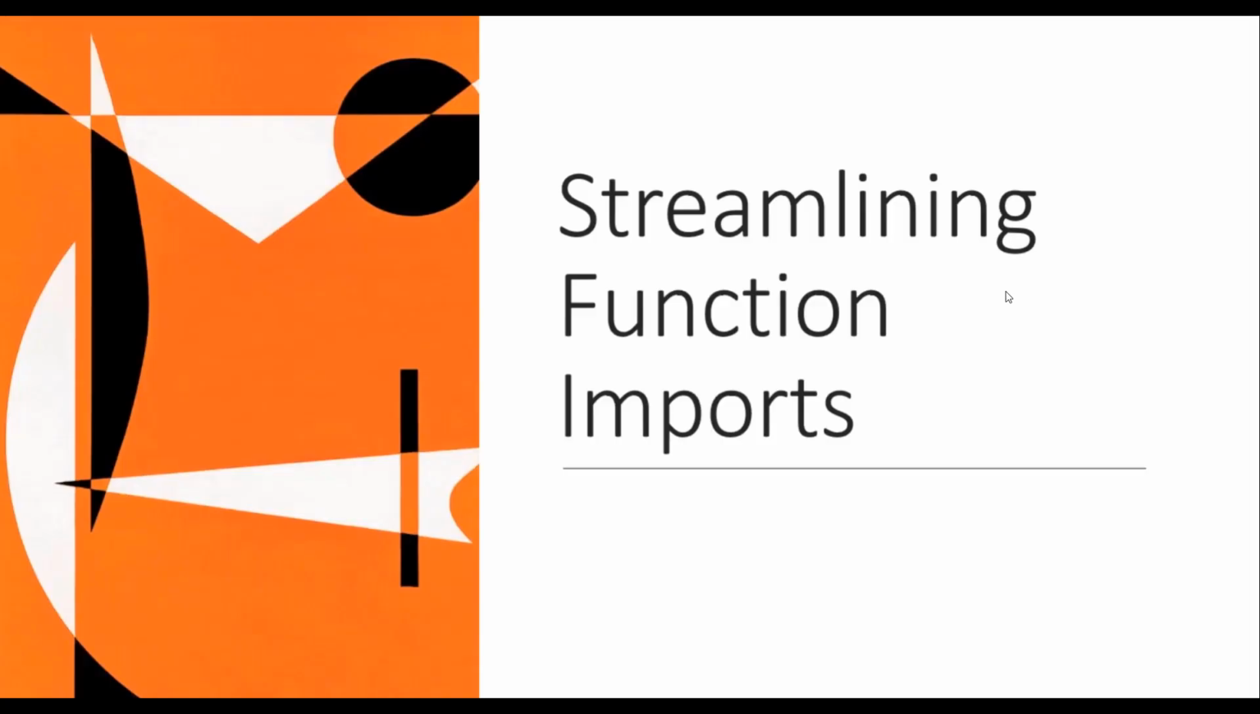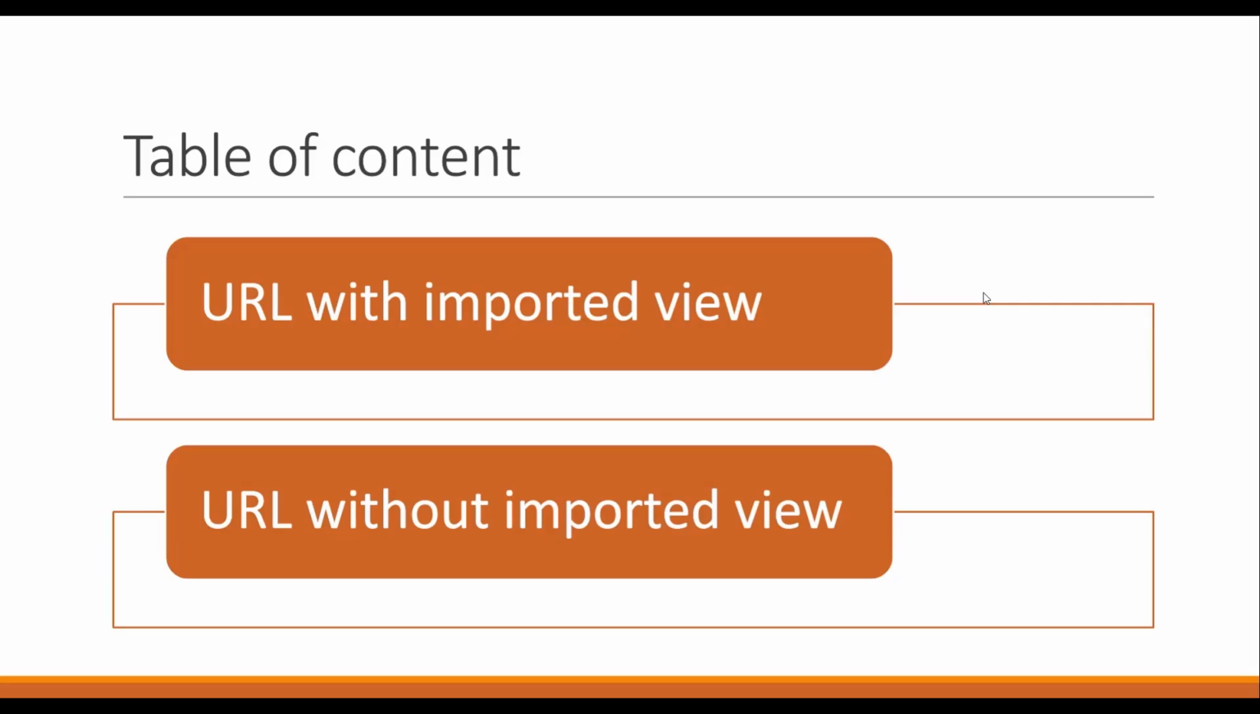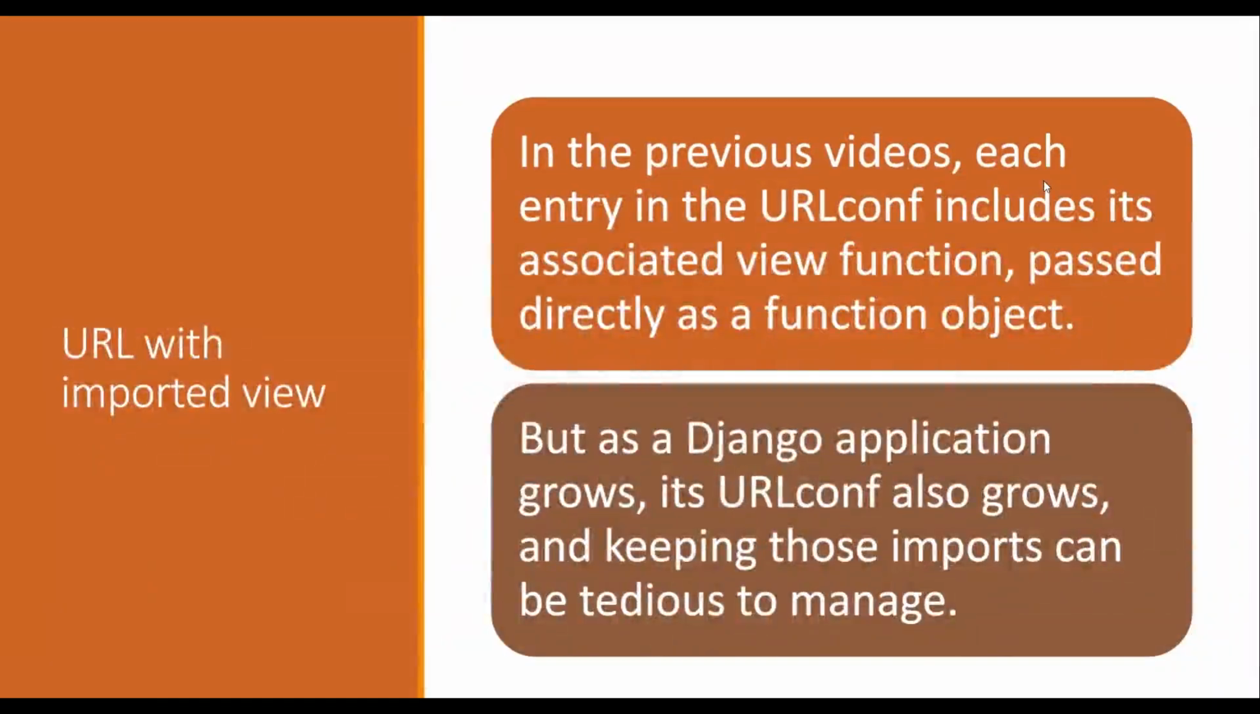Now we will move to the next topic and learn about streamlining function imports, and we will discuss URL with imported view and URL without imported view. So let's begin. See what is URL with imported view. I hope in the previous videos you have seen that each entry in the URL configuration includes its associated view function passed directly as a function object. This means that the view function must be imported at the top of the module.